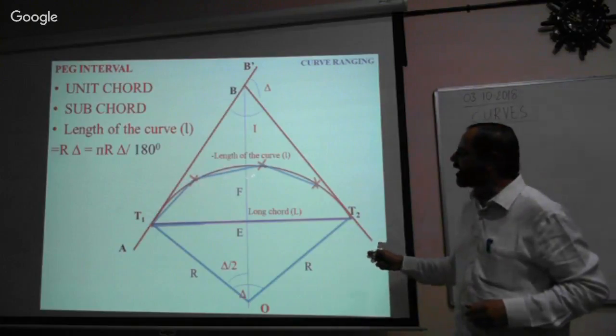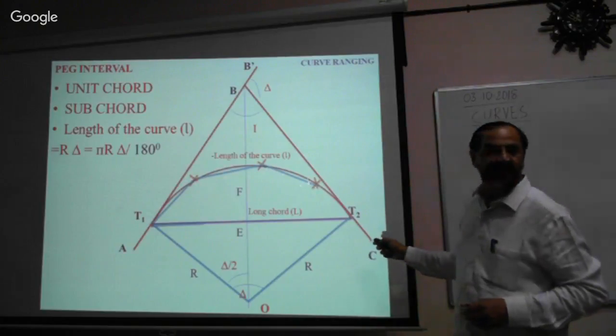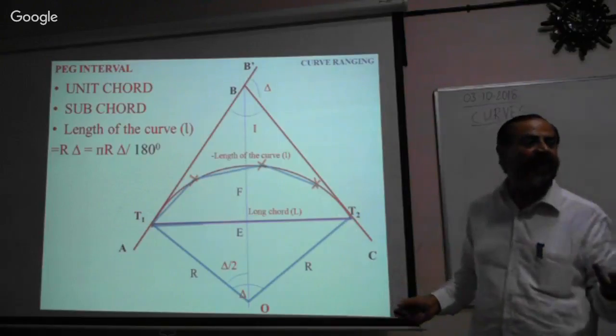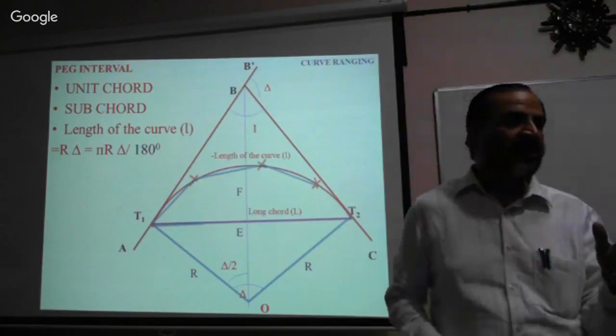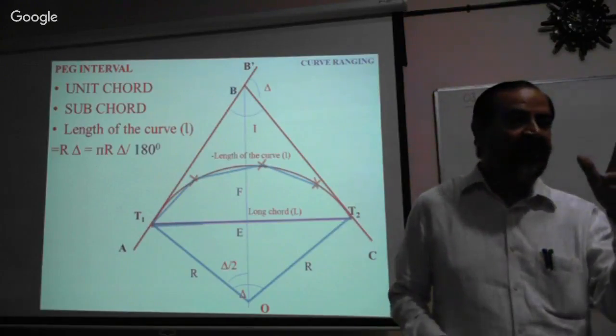And this is the second card. And this is the third card. This is the fourth card. Any number of cards can be made. We can divide the curve into a number of cards.